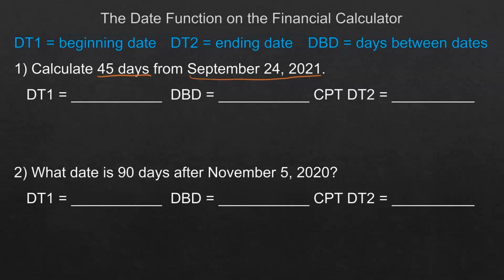Okay, so DT1, September 24th. September's the 9th month. And that's another thing, you might have to count those up a little bit to make sure that you know what month it is. The day is 24, the year is 21. Type that onto DT1. Don't forget to push your enter key. And then it's going to look like this on your screen. On DBD, we're going to put in 45, put that on your screen, push enter.